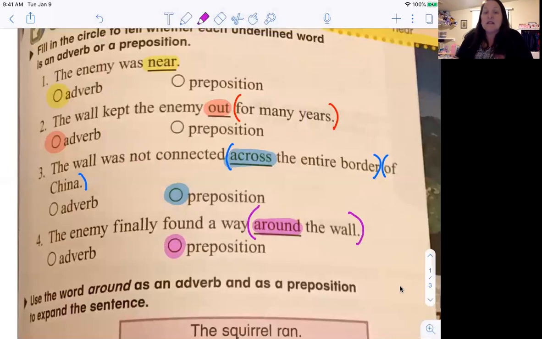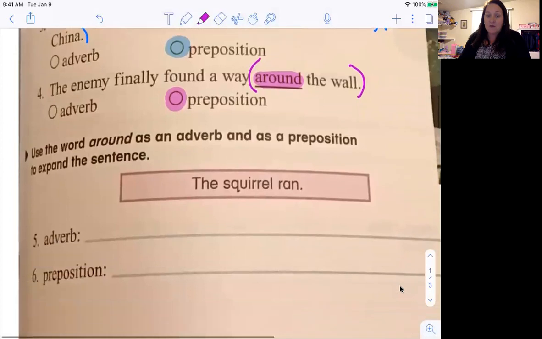So guys, listen to how I'm working through these sentences because you can ask yourself the same question. First of all, does the word they're asking me to determine if it's an adverb or preposition end a sentence? If it does, it has to be an adverb right away. If it doesn't, then find prepositional phrases. If it begins a prepositional phrase, it's a preposition. If it's not in a prepositional phrase, then it has to be an adverb. Okay? Let's look at the bottom of this first page.